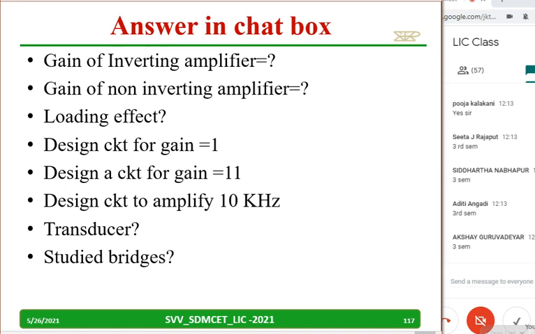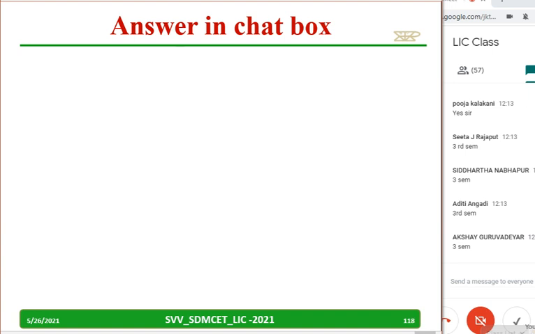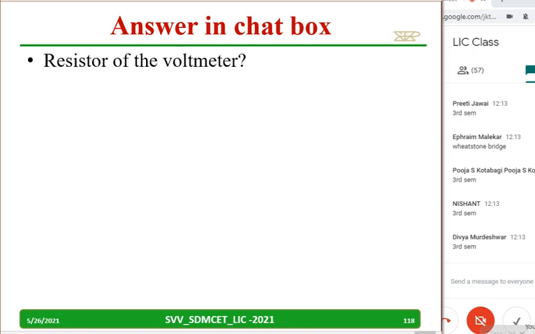Then just a small revision will be there now. Then it will be easy to discuss the Wien bridge. Now coming to another set of questions. Thank you, Pooja Kotubagi and Ephraim. Resistance of the voltmeter should be how much? Ideally speaking, what should be the resistance of the voltmeter? These are just a revision so that you will become perfect, and whenever somebody asks or whenever you need, you can recall these answers.